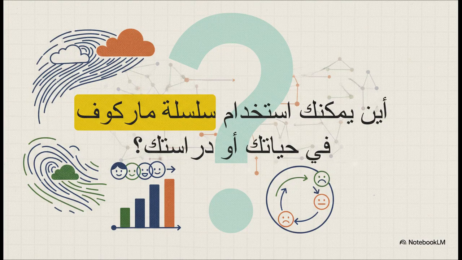And now, I have a question for you. Where could you apply this idea in your own life or work? Think about weather patterns, customer behavior, maybe even your daily moods. Could any of those be modeled as a Markov chain? The real power is learning to see the world around you as a series of states and probabilities.